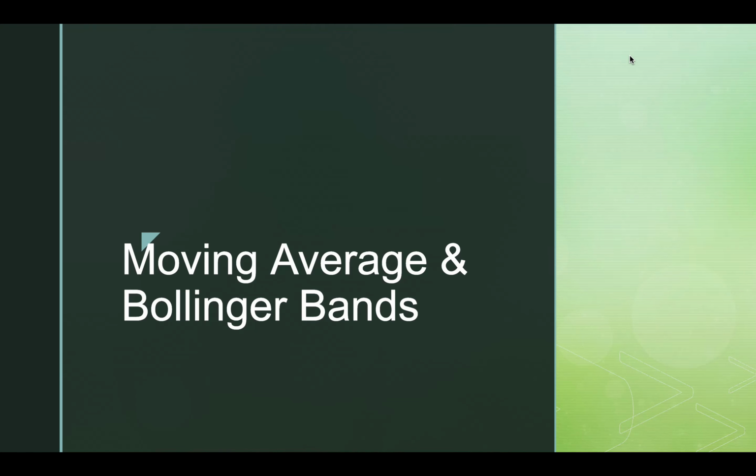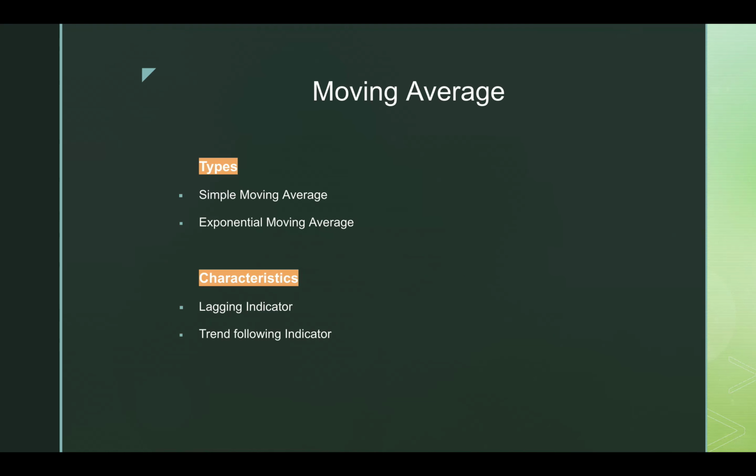Today let's discuss moving average and Bollinger Bands. Starting with moving average, there are two types: simple moving average and exponential moving average. Today let's understand both these moving averages, and I'll show you how we can form a powerful trading strategy using them. So let's go to TradingView and pick up any random chart.